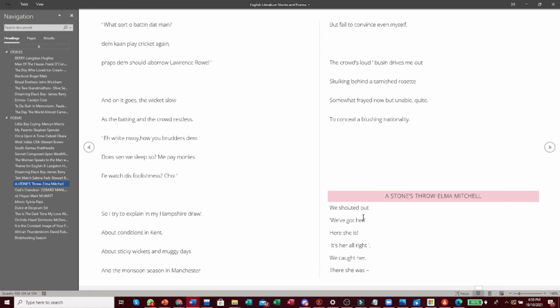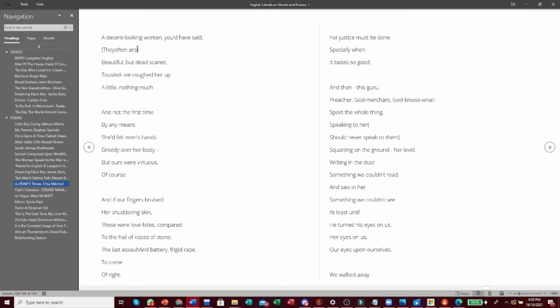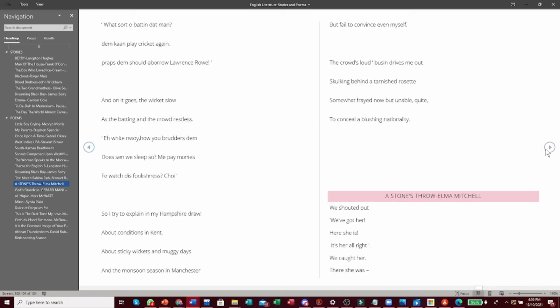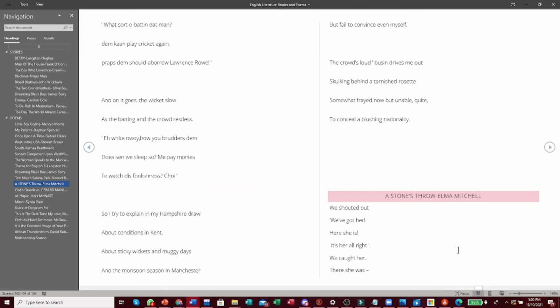We shouted out, we've got her. Here she is. It's her, all right. We caught her. There she was. A decent looking woman, you would have said. They often are. Beautiful but dead scared. Tussled, we roughed her up. A little, nothing much. Any devices or techniques that we see here, or that you see here? Look at the punctuation even. Pay attention. Devices don't have to be just a simile or a metaphor or just the dialogue, the punctuation, all that.